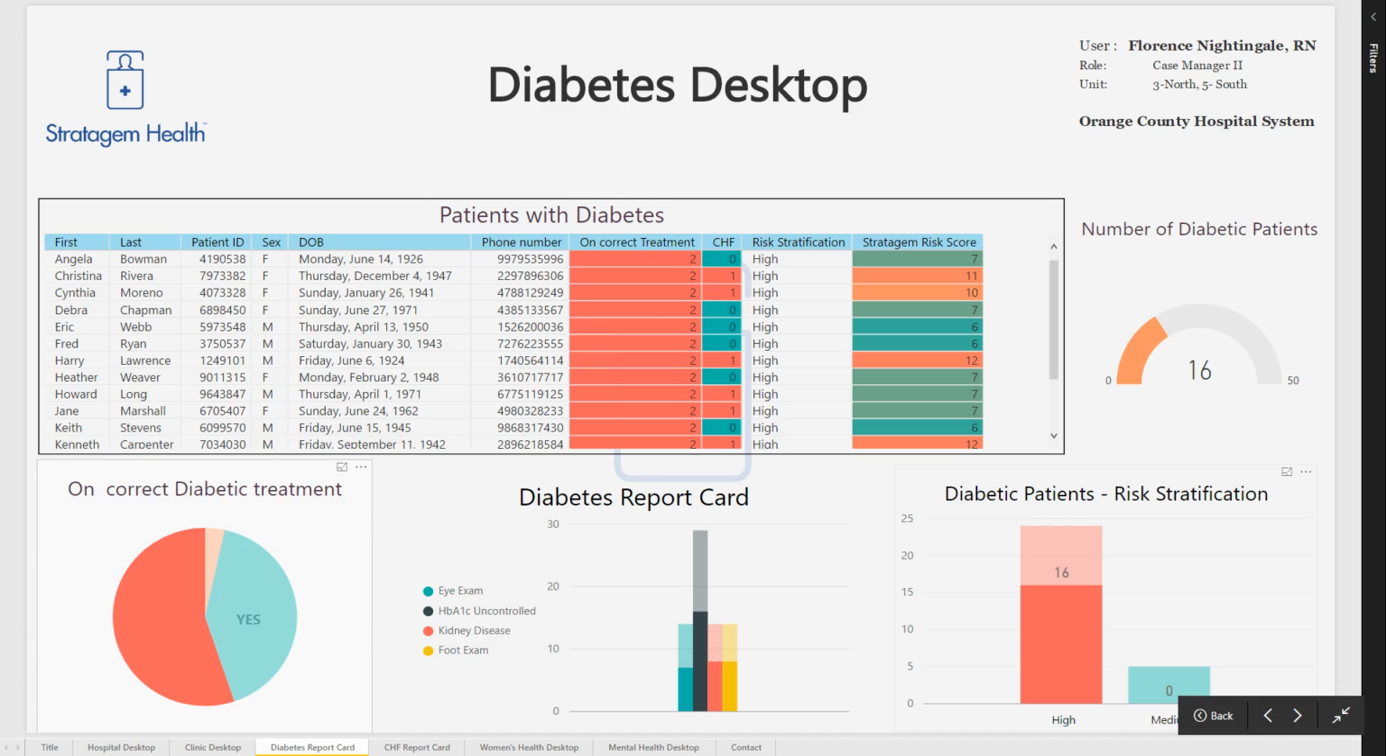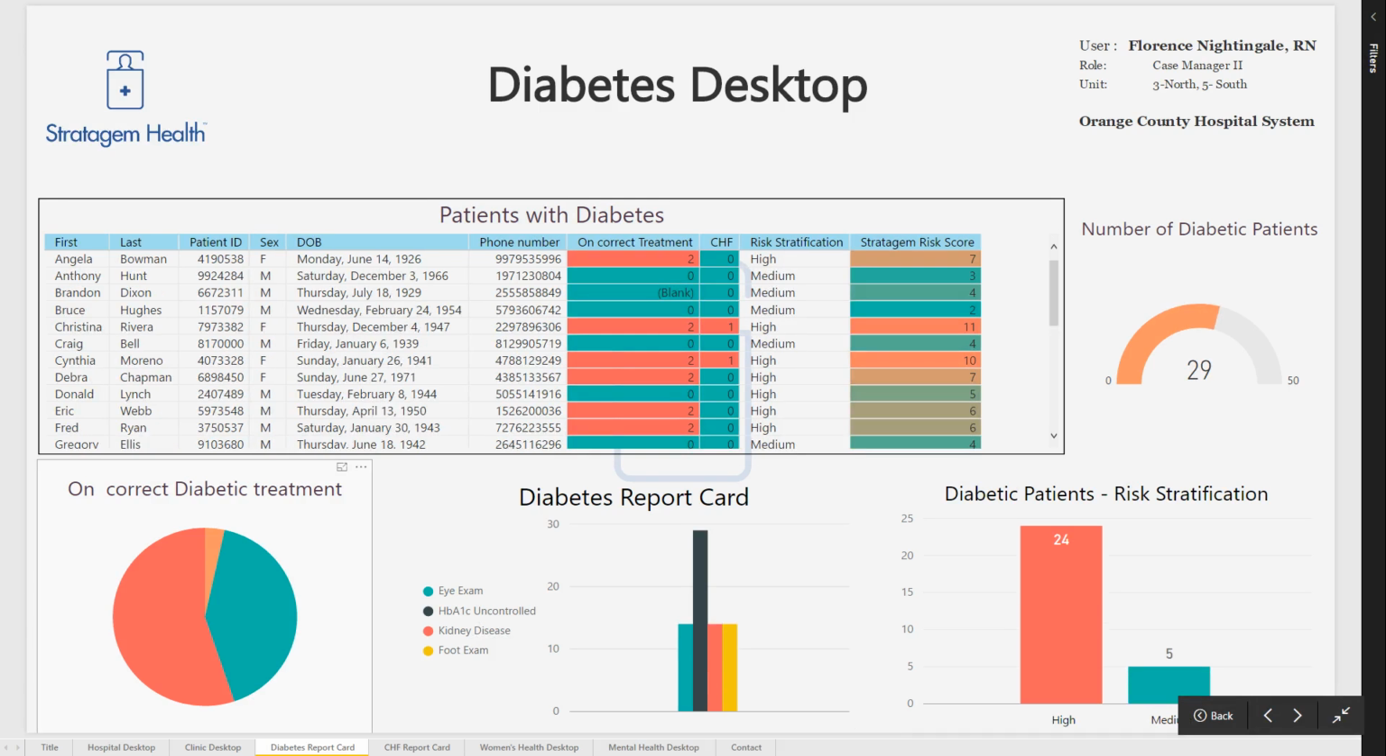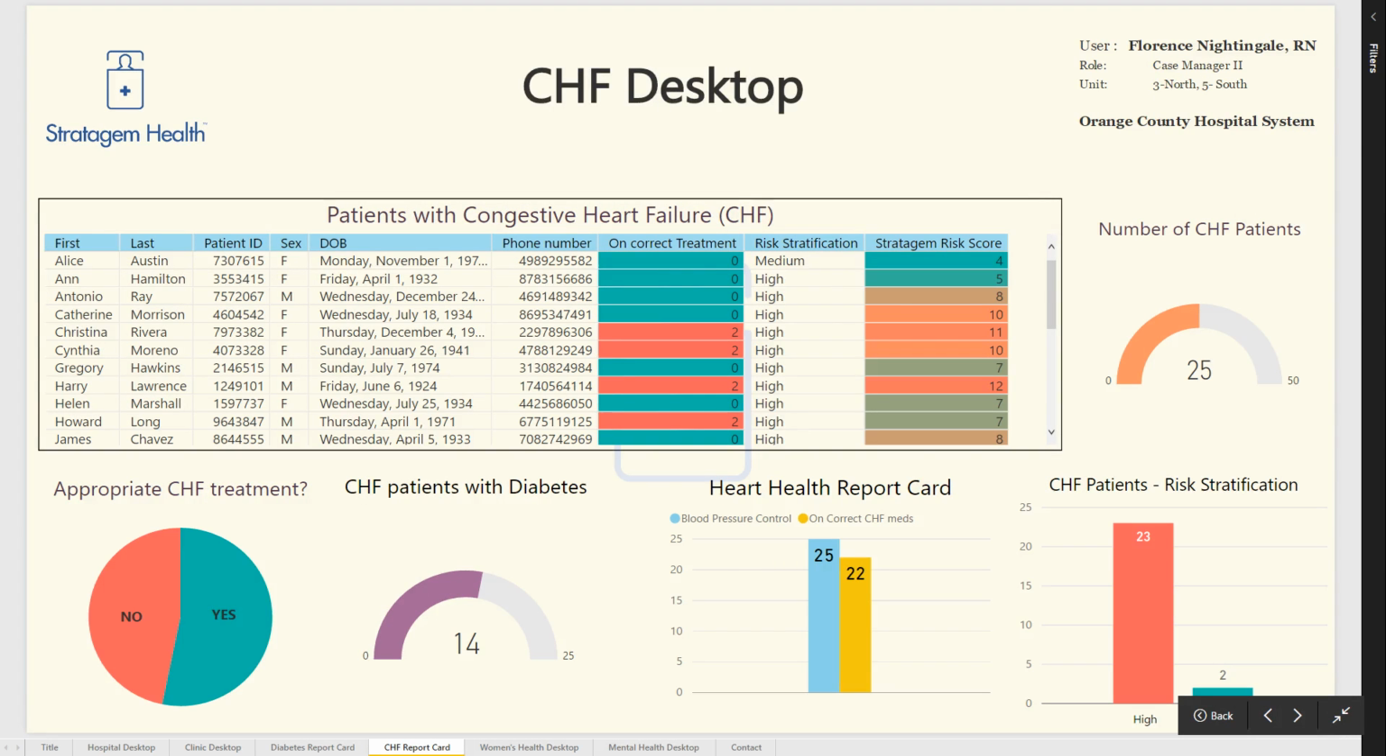And these patients are further risk stratified to see which of them are at high risk. 24 of them of the 29, based on Stratagem's algorithm, would be at high risk. Again, for purposes of this demonstration, the test patients are at a higher risk than what you would see in the normal population. Now let's drill down into a congestive heart failure desktop.